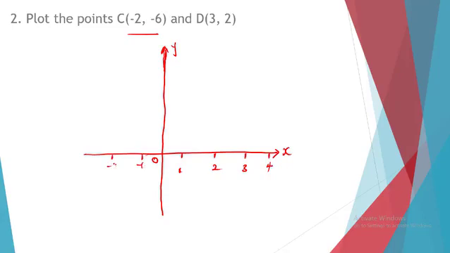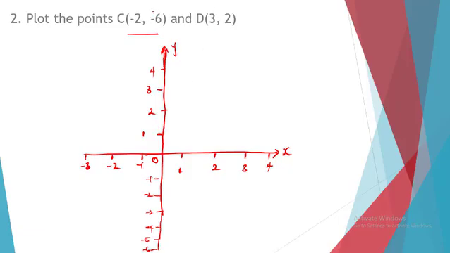-1, -2, -3. For y, we have 1, 2, 3, 4. Then for this we have -1, -2, -3, -4, -5, and let's take this last point to be -6. Let us now start plotting.